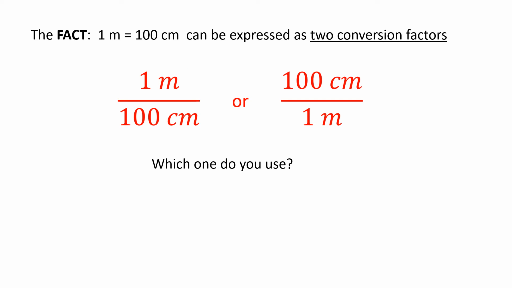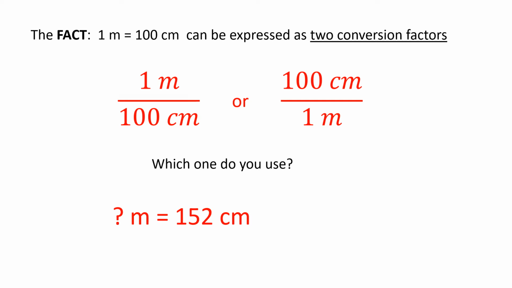So which one do we use? Do we use the conversion factor on the left with the meter on top and the centimeters on the bottom, or do we use the one on the right with centimeters on the top and meters on the bottom? Now remember, conversion factors are getting rid of the units we don't want and keeping the units we do want. So let's put our original problem on there.